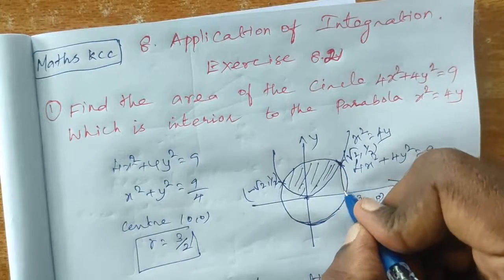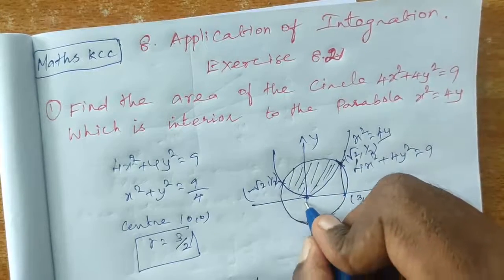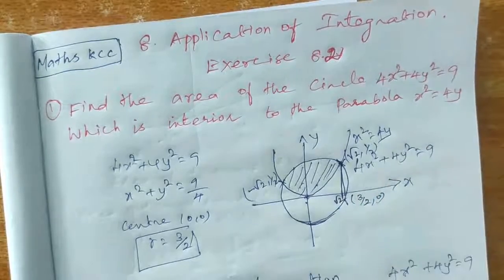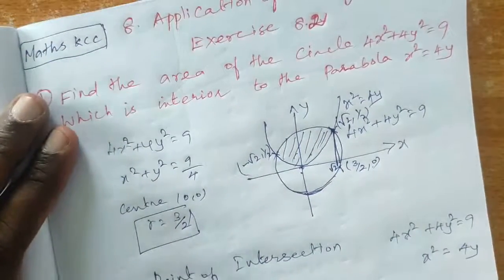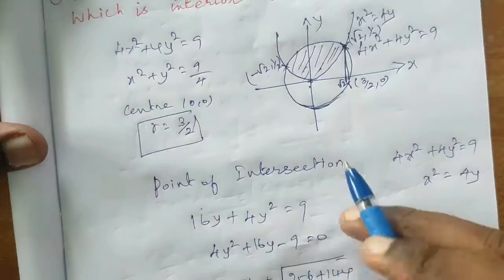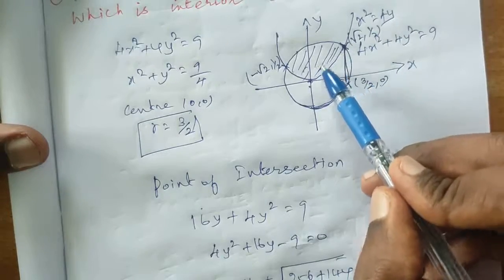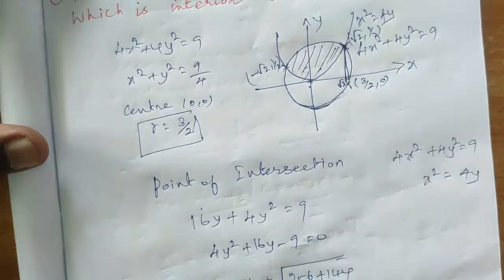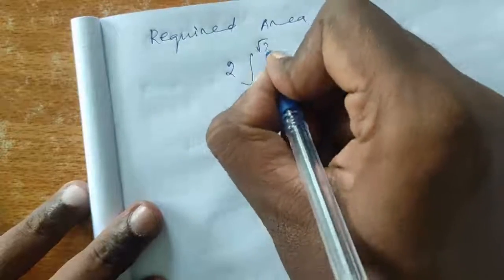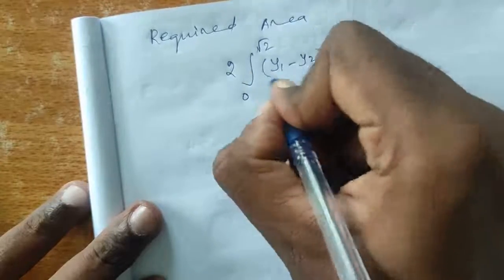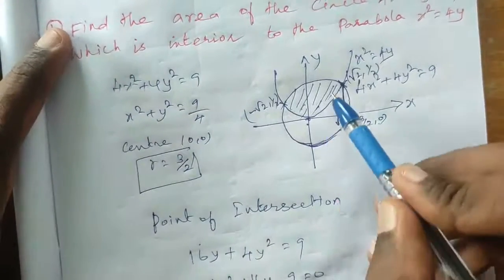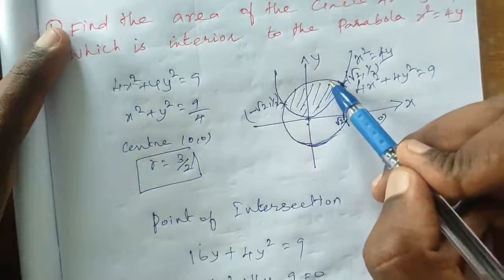Now we have to find the area from x is equal to 0 to x is equal to root 2. So x is equal to 0 to x is equal to root 2 is the limit on x-axis. As per symmetric law, we can find the area in the first quadrant and multiply it by 2. So required area is equal to 2 into integration 0 to root 2 of y1 minus y2 into dx. Circle lies above, so we have to take circle first, then parabola second.